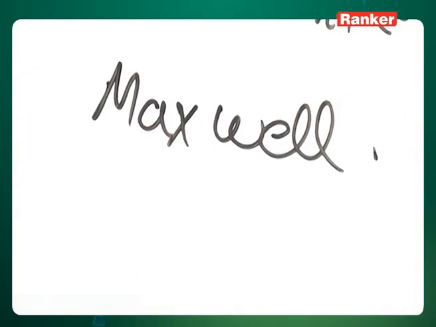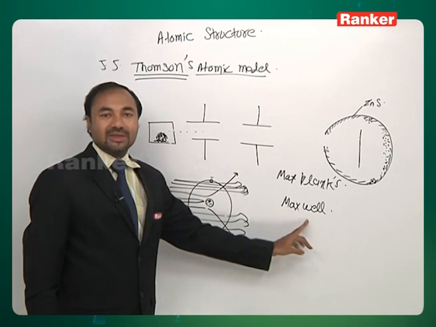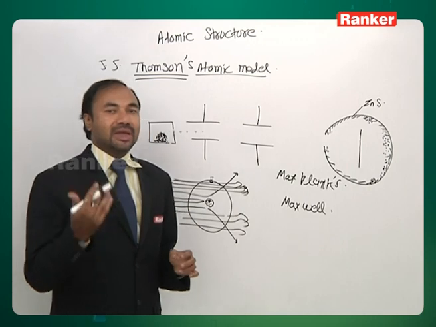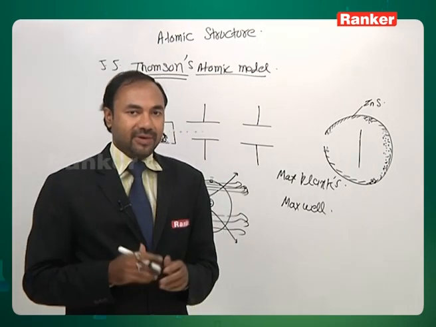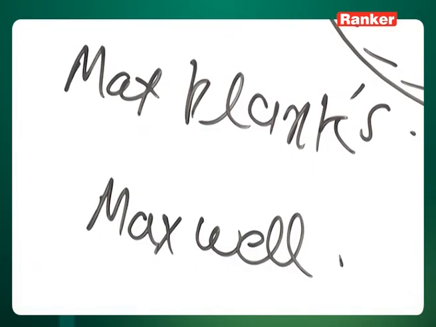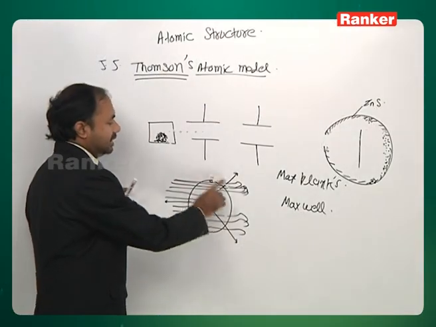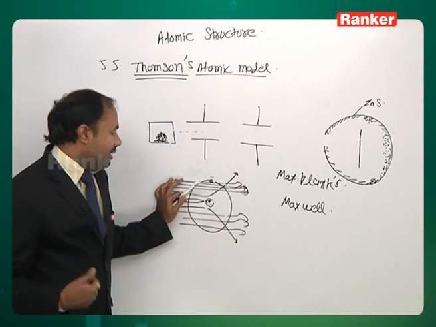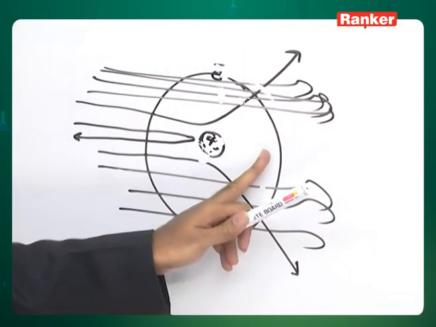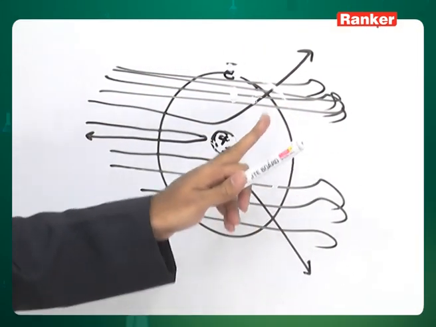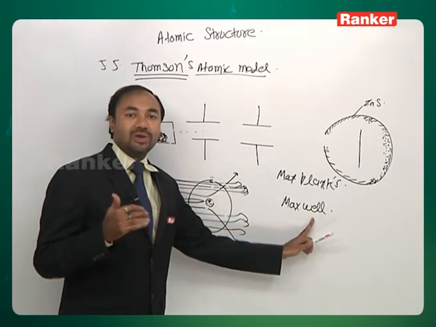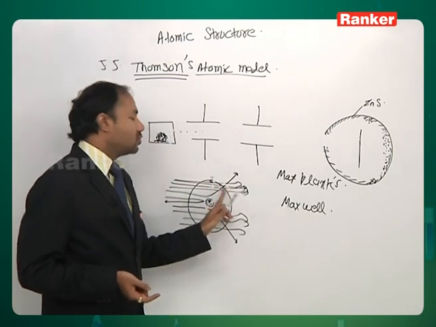Now, first we will discuss Maxwell. Maxwell says that if a charged species is moving, it continuously emits energy. That is what Maxwell said. This became one of the biggest reasons for the failure of Rutherford's atomic model. Why? Because Rutherford says that the electron is moving around the nucleus in circular pathways. Now, the problem is that the electron is charged. And if the electron is charged, then according to Maxwell's law, which was universally accepted, the electron must lose energy.